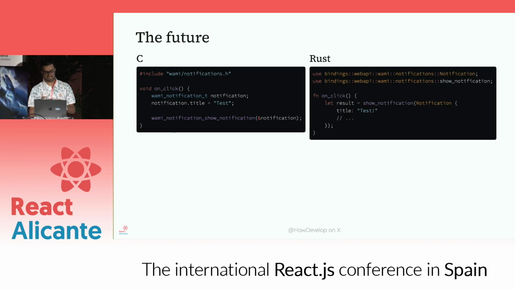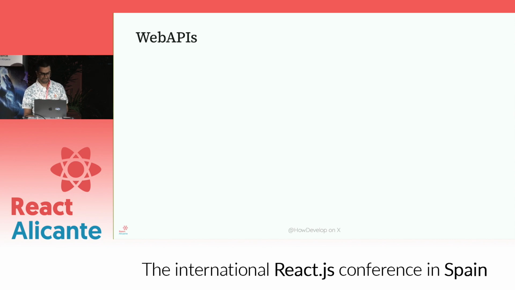Imagine that using your system's native APIs, from Rust to C, whether you're writing Rust or C, you can access them through this WebAssembly interface.